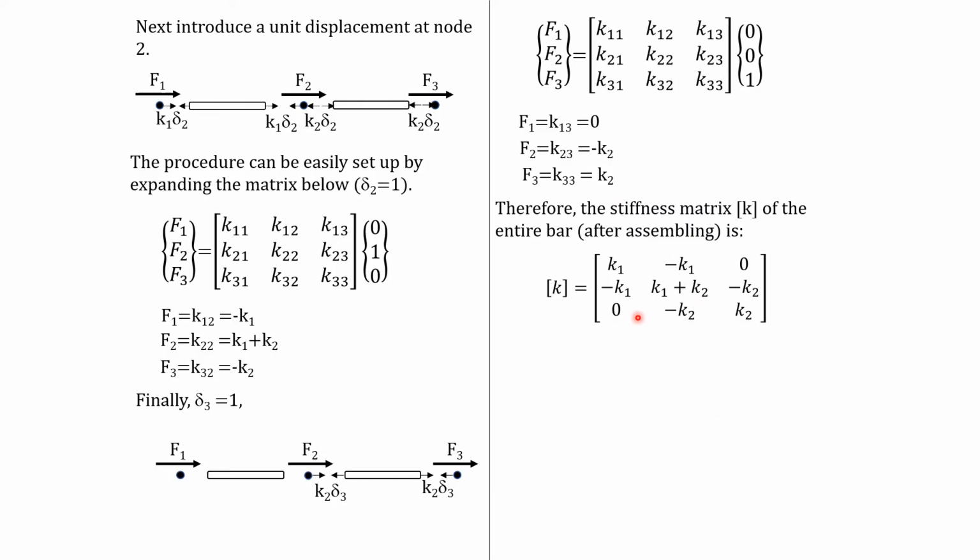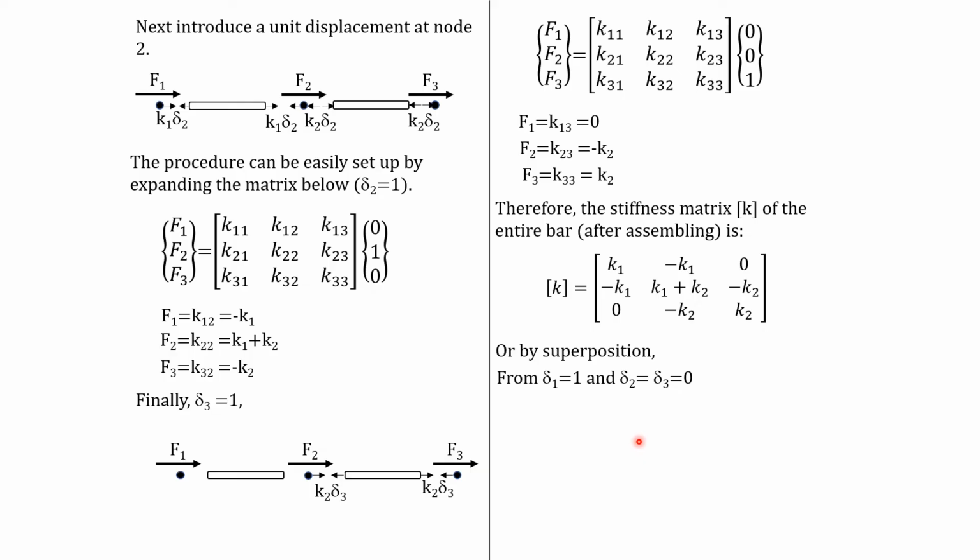So actually, you can expand this to any number of bars. And you look at the pattern here. We have K1, negative K1, 0, negative K1, K1 plus K2, negative K2, 0, negative K2, K2. Also notice that if you add the terms in each row, it will add up to 0. In each column also, it is equal to 0. It's only in the diagonal where the sum of the stiffnesses is not 0. Take note of that situation.